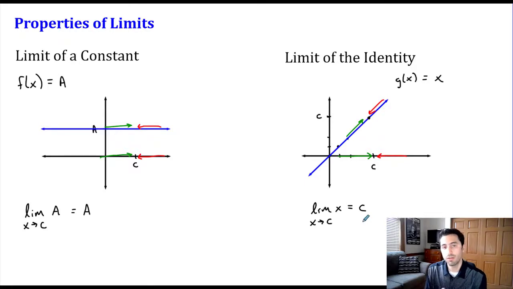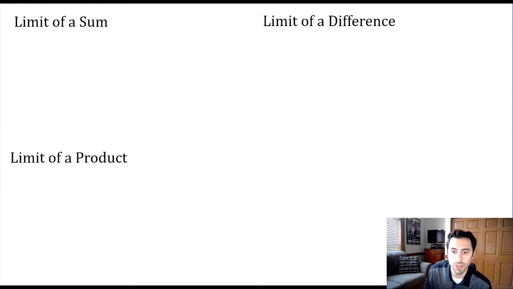Now using these two basic identities, we can expand upon this a little bit further. That's what I want to take a look at next. I have three other properties: the limit of a sum, a difference, and a product. The limit of a sum says, if I have, we'll do the limit as x approaches c, the sum of two different functions, let's call them f and g.